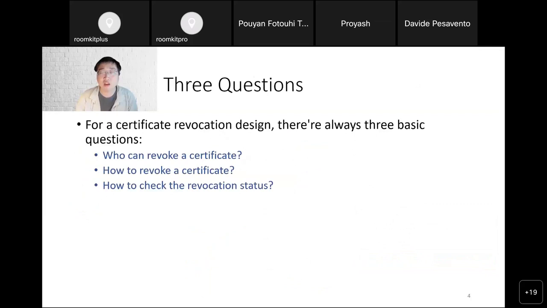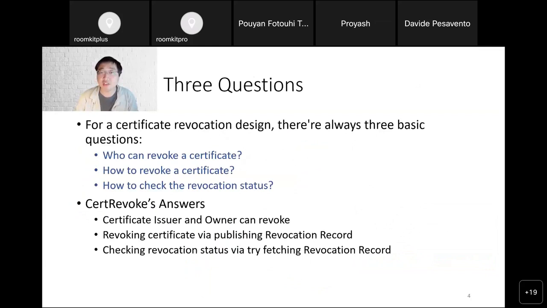For any certificate revocation design, there are always three basic design questions: who can revoke, how to revoke, and how to check the revocation status. The answers in CertRevoke are that, given a certificate, its issuer and owner can revoke. They revoke the certificate by publishing a revocation record. The certificate consumer checks the revocation status by trying to fetch those revocation records.